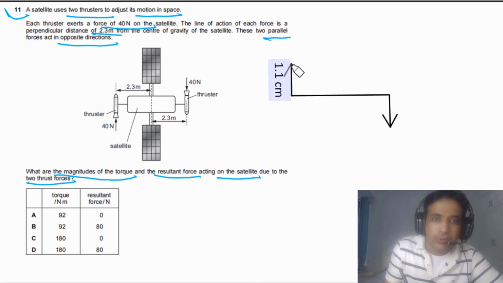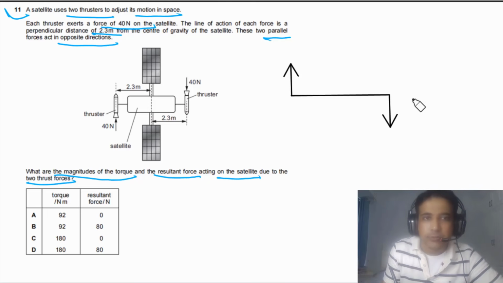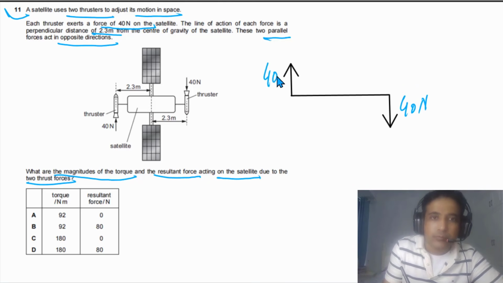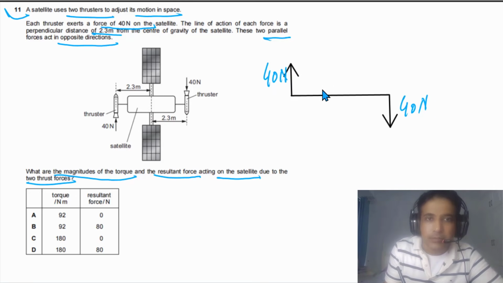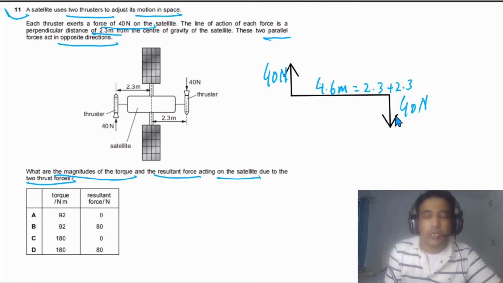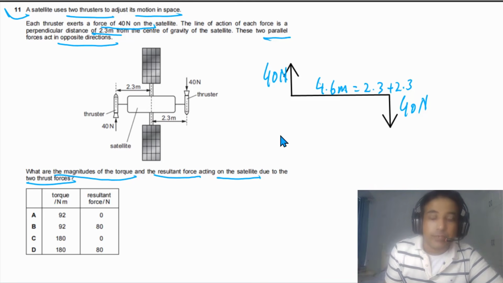So these two forces have equal magnitude but they are in opposite directions. So simply I can label this force as 40 newtons and this force is also 40 newtons. And the distance between these two forces is given to us, that is equal to 4.6 meters. 4.6 simply means this is equal to 2.3 plus 2.3. So this is the distance between these two forces. And now if you look at these two forces, they form a couple, and we need to find out the torque of a couple, and we need to find out the resultant force.